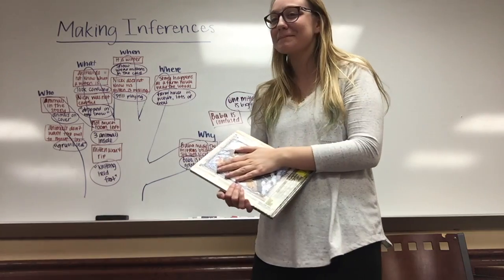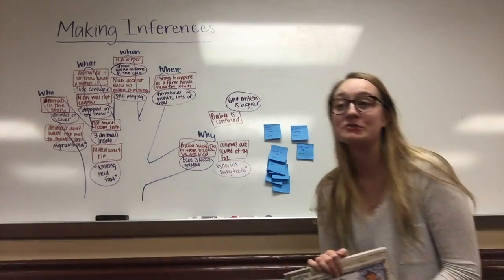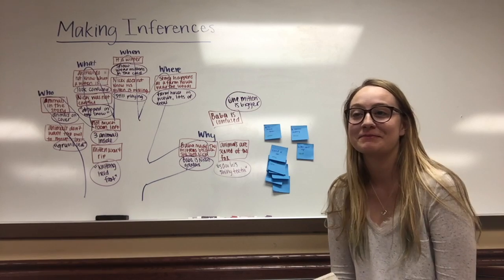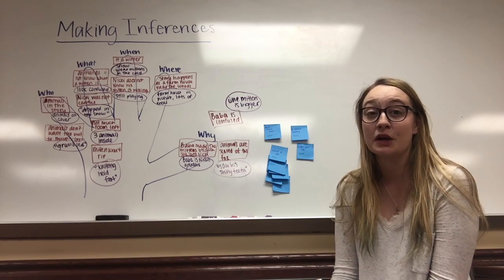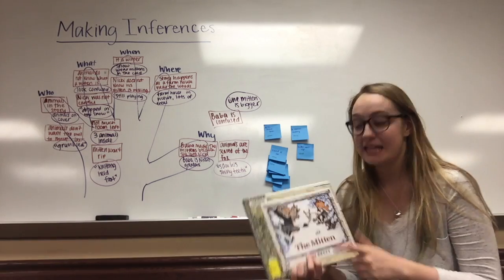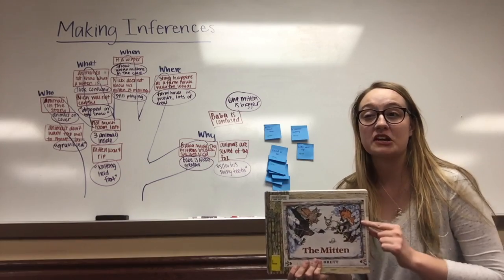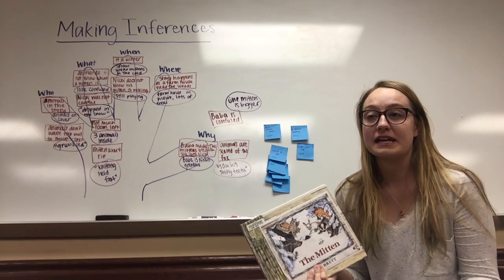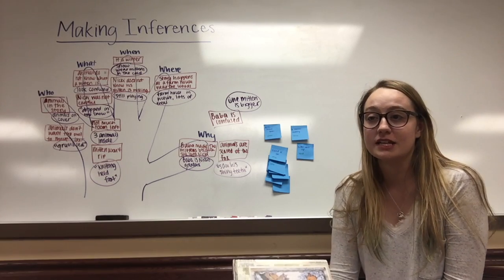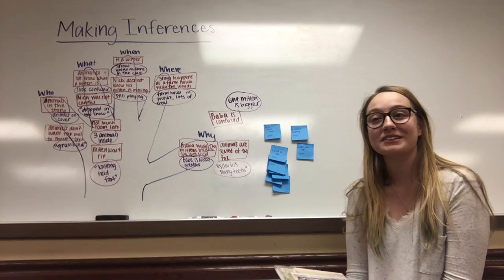The end. Wow, look at how many inferences we've made about our story. Now, who can remind me what an inference is? That's right, an inference is using our background knowledge or our schema along with the text and the picture evidence that we find in our story to figure out something about what we are reading. Because we have made so many inferences, we have a better understanding of what happened throughout our book, The Mitten. Good job, boys and girls.